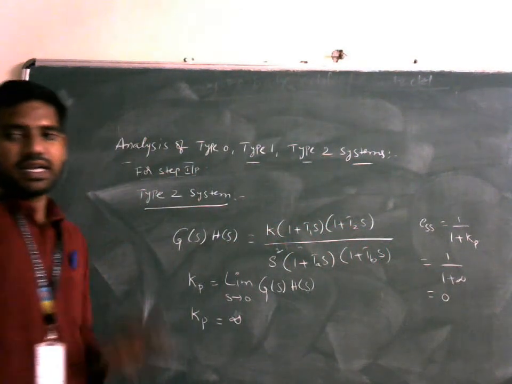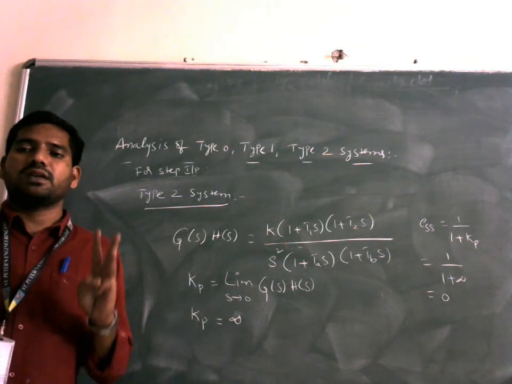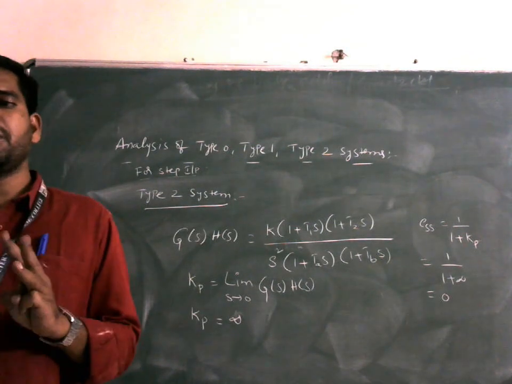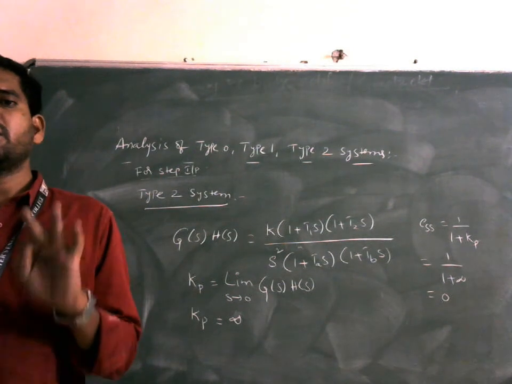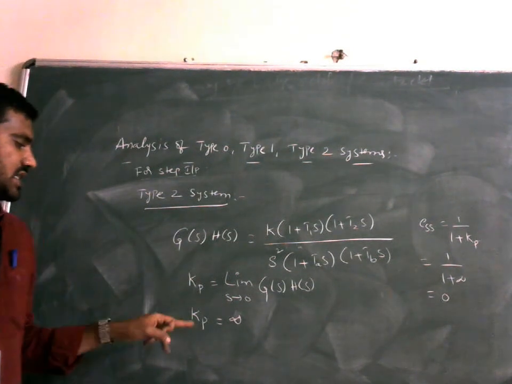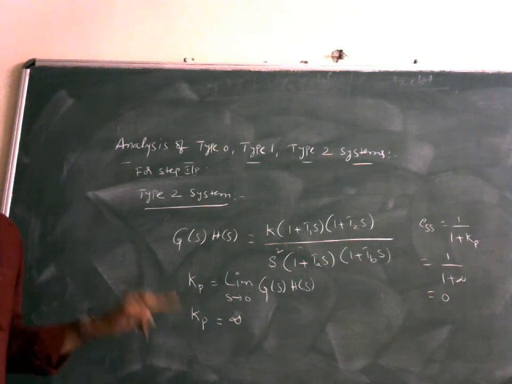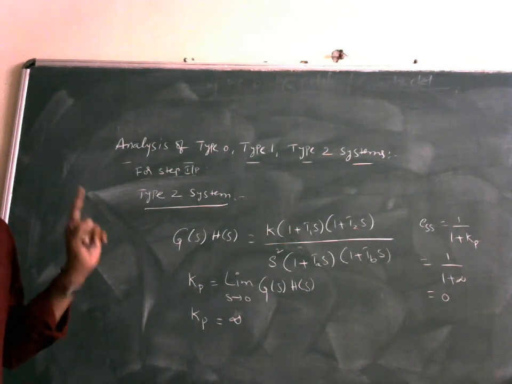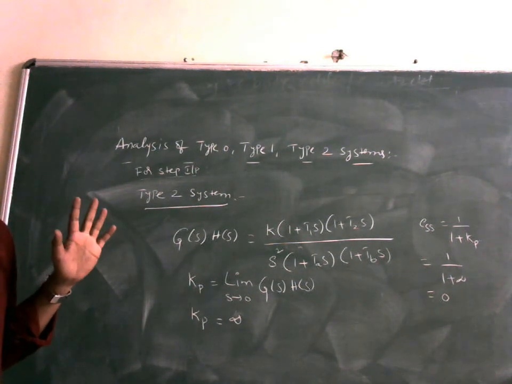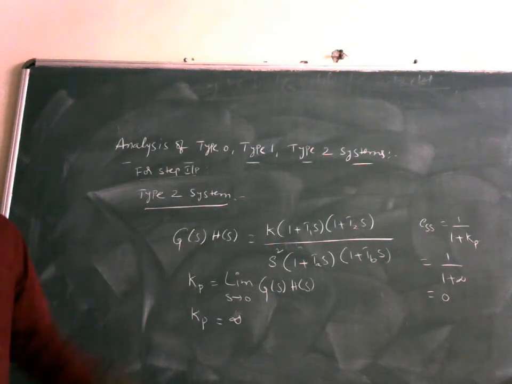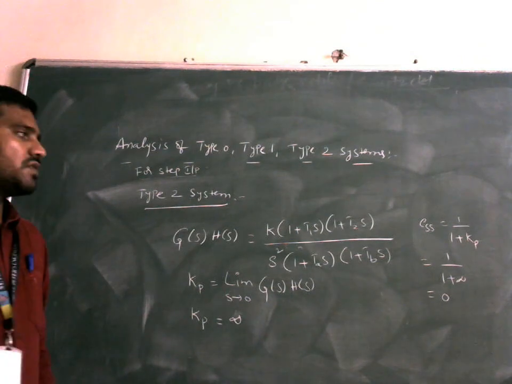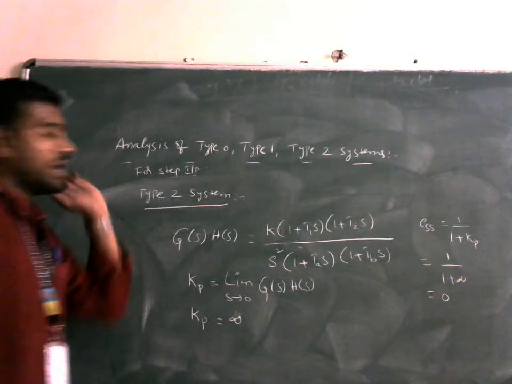Now we have got three cases. What is that? For step input, type 0 we derived, type 1 we derived, type 2 we derived. In the case of type 1 and type 2, what are the Kp and ESS values? Infinity and 0. Only in the case of a type 0 system, what is the Kp value? Constant, Kp is equal to K. And what is the ESS? ESS is 1 divided by 1 plus K. That is for step input.